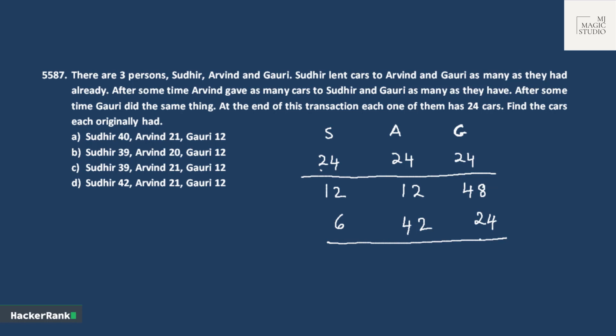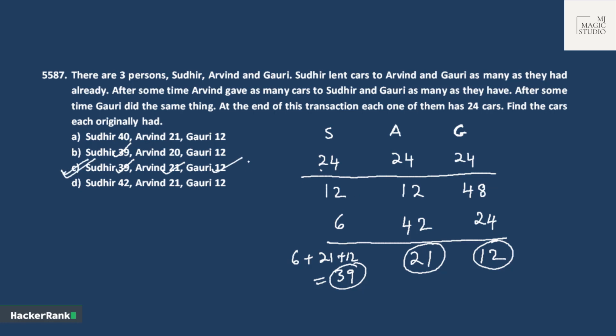Now Sudhir is again doubling it. So Sudhir must have given 12 to Gauri and 21 to Arvind. So Sudhir must have had 6 plus 21 plus 12, that is 39. This is the starting point. Find the cards each originally had. Sudhir had 39, Arvind had 21 and Gauri had 12. Option C is the pick.